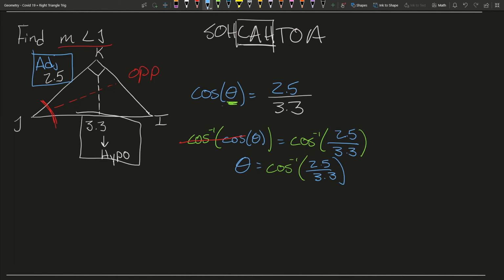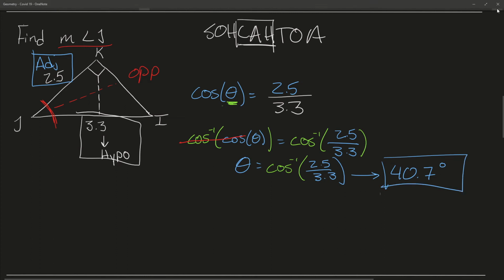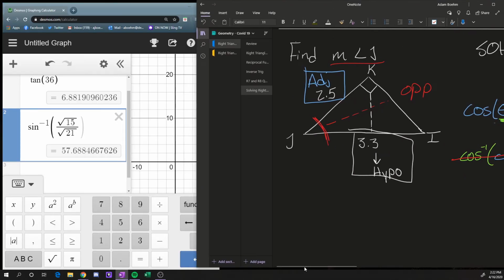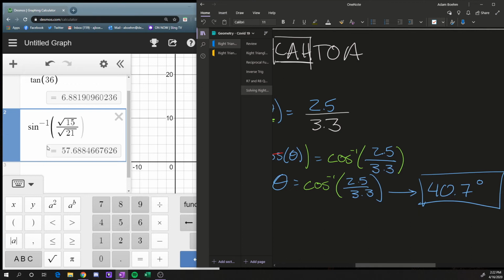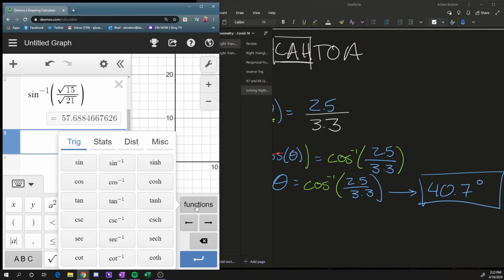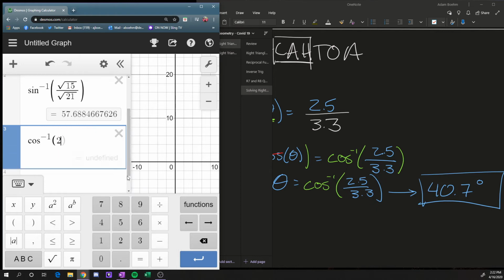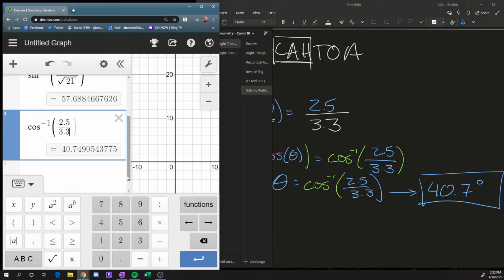But we want to get a number for that angle measure. So in order to do that, on a TI-84 or TI-83, you would hit second cosine, and then 2.5 divided by 3.3. And if we want to round that to the nearest tenth, we'd get 40.7 degrees. On Desmos, go to functions, find the inverse cosine, type in 2.5 divided by 3.3, and we get the same answer.